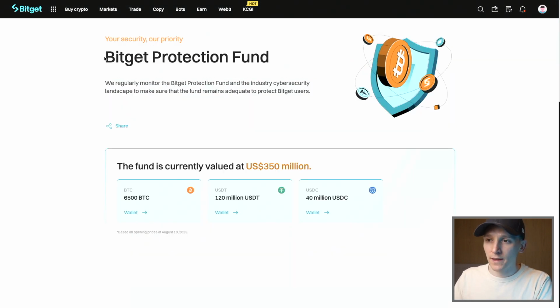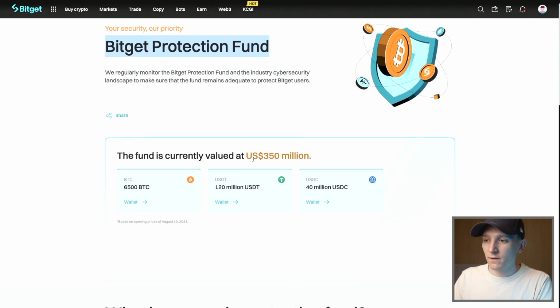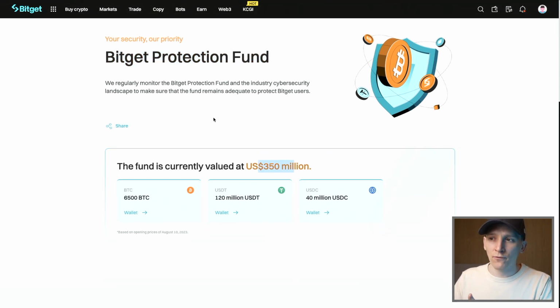You can also see Bitget Protection Fund here as well. This is currently 350 million. So if there's any losses on the platform for trading futures or anything like that, it's going to be paid by the Protection Fund. So just make sure that these things are working as they say they should when you're using the platform. Now we can make a deposit onto Bitget in order to go ahead and trade.